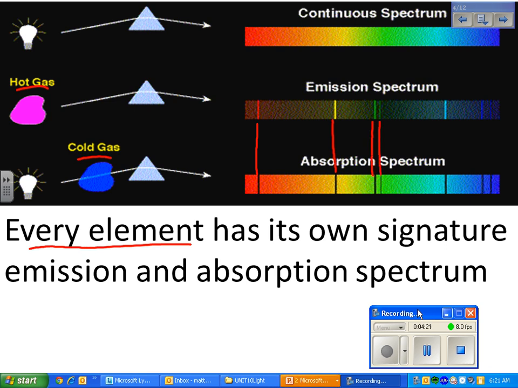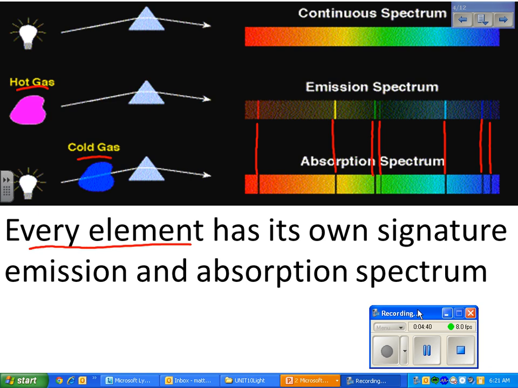What's interesting about these two things is both of them depend completely upon what the element itself is. Every element is going to be slightly different. That's how we can tell what elements are in different places, including in astrophysics out in space and those kinds of things.